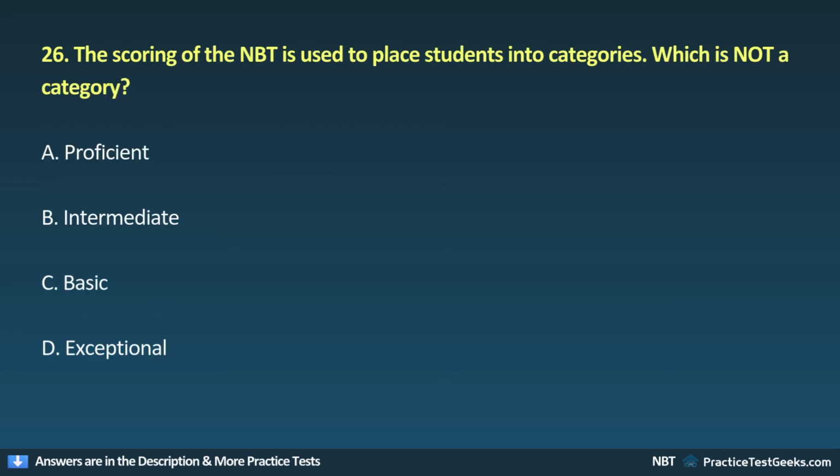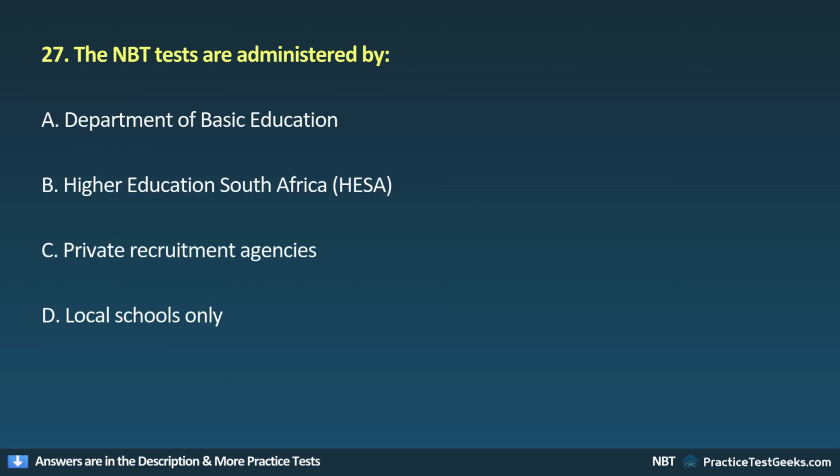26. The scoring of the NBT is used to place students into categories. Which is not a category? A. Proficient. B. Intermediate. C. Basic. D. Exceptional.